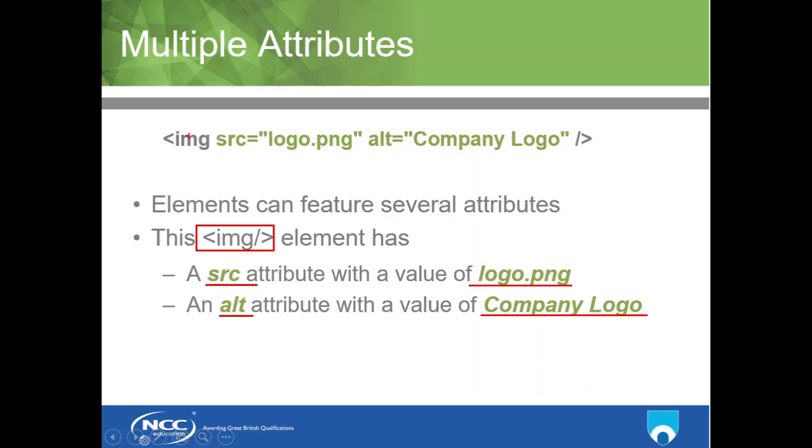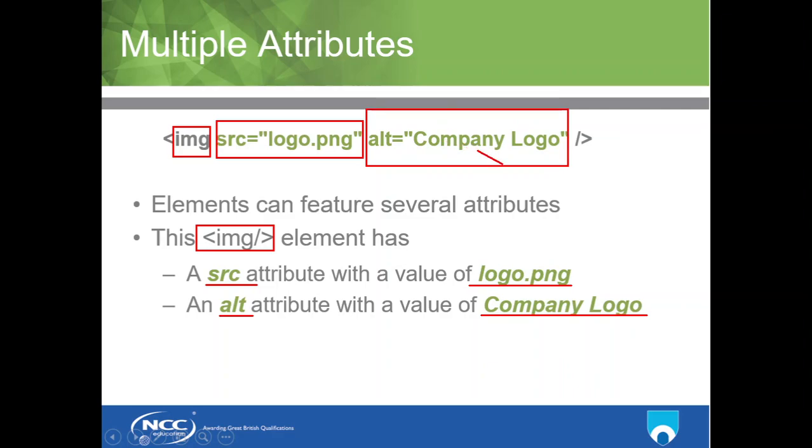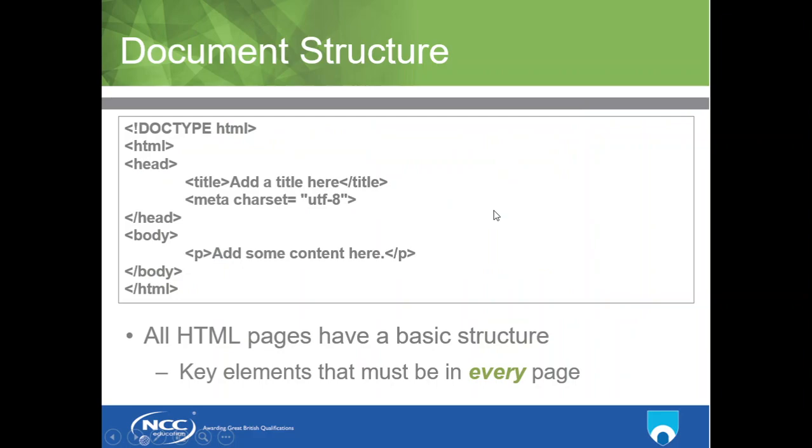So here you can see that the img element, which is used for specifying an image, has the source attribute here, which is specifying the location of the image, and the alt attribute here, which is specifying an alternative text that will be loaded. So this text, company logo, will show in case that particular image does not load. This is important to remember: an element can have more than one attribute. 0, 1, or more attributes.